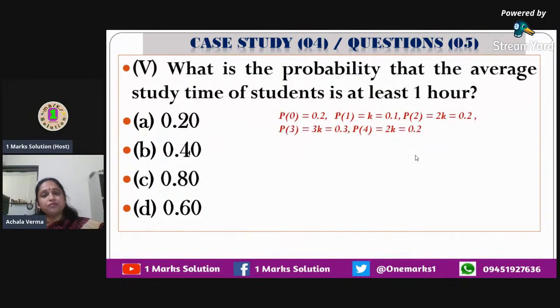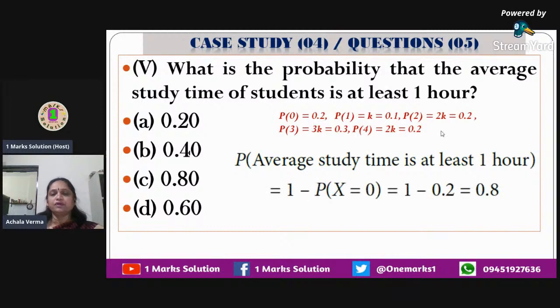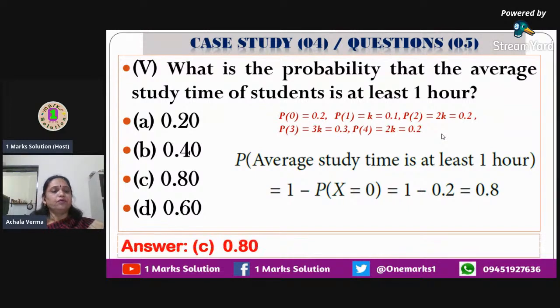Now, what is the probability that the average study time of students is at least 1 hour? At least 1 hour, minimum 1 hour. We can calculate it as the complement of the children who are not at all studying, or we can add all of these, P of 1 plus P of 2 plus P of 3 plus P of 4. The calculation can be done in any way and you would get the right answer as 0.8. So option C is our right answer.